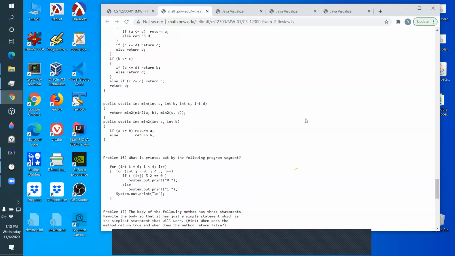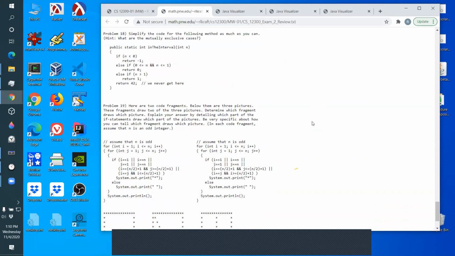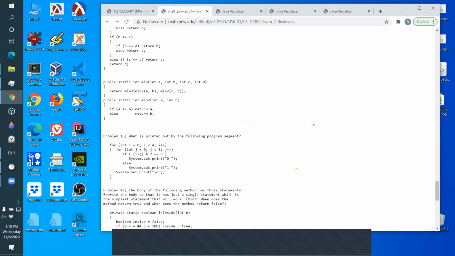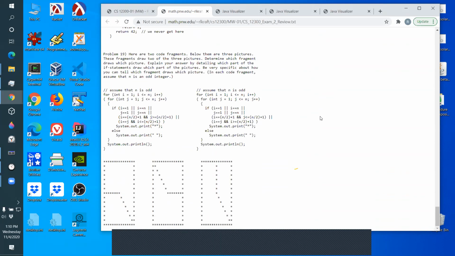What about other questions from these review problems? Someone said 19 on the chat. Oh, okay. Okay, 19, this one we'll just do here. This one is not one we want to do in the Java visualizer.